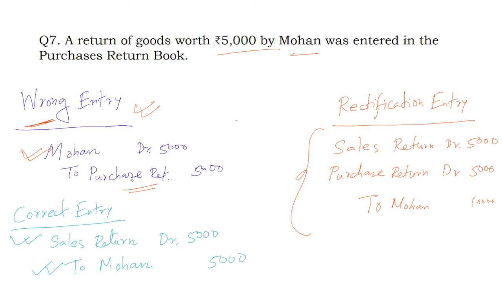So if you just compare these two entries and pass a combined journal entry, you will find that sales return should be debited, and this is the wrong entry, so we will debit this account also, and we'll credit this correct Mohan, and we also credit this wrong Mohan. Wrong Mohan and correct Mohan together means the same person, so together they will make 5,000, 5,000, 10,000. So this is the net result of the correction.